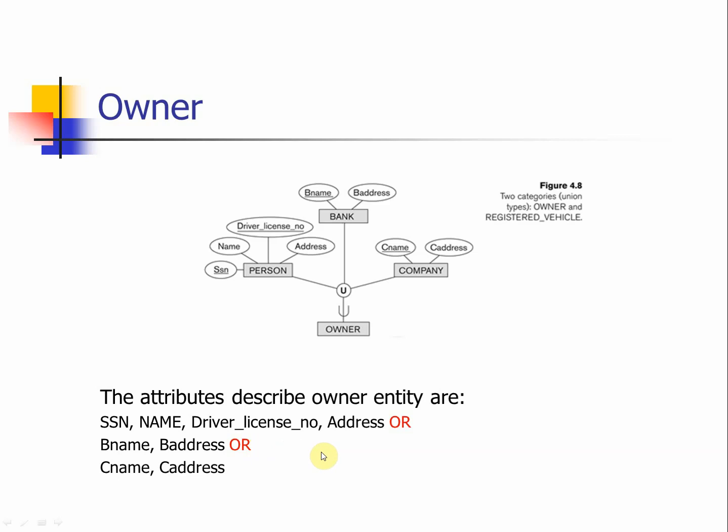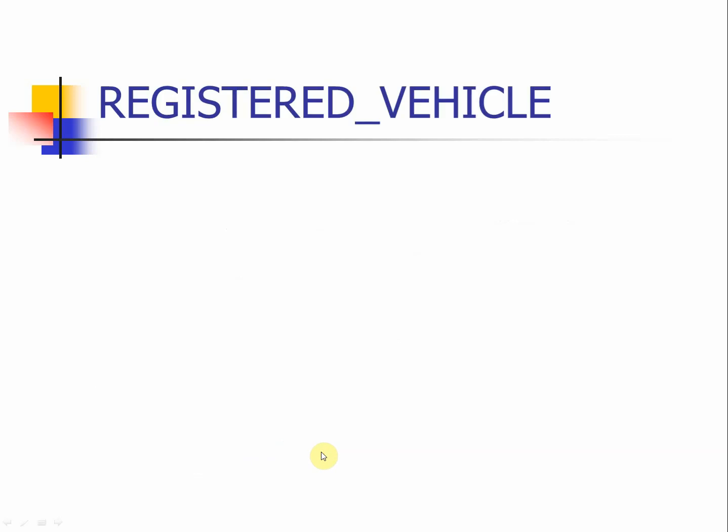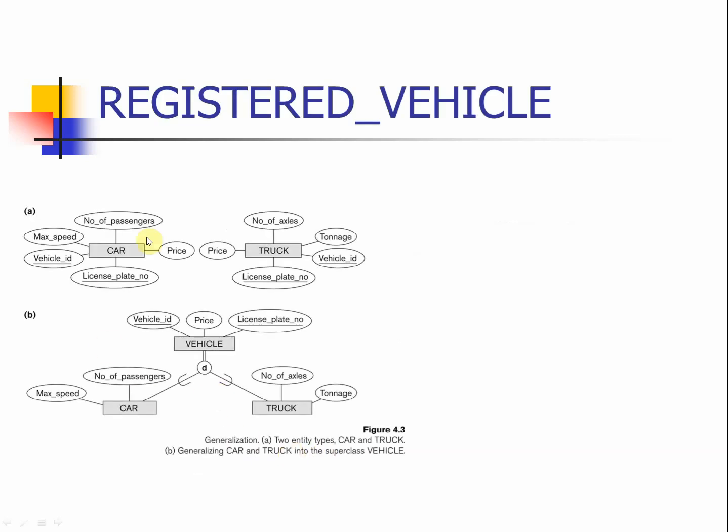Let's look at another example, vehicle. In our previous videos, we talked about how we can use a bottom-up approach to merge the car entity and truck entity to create a superclass, which is a vehicle. And now car and truck become subclasses. You need to understand this is something that we can do, and this is also a choice.